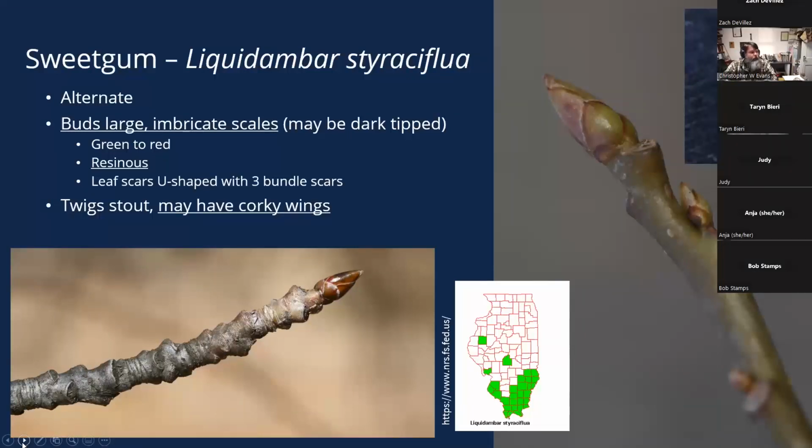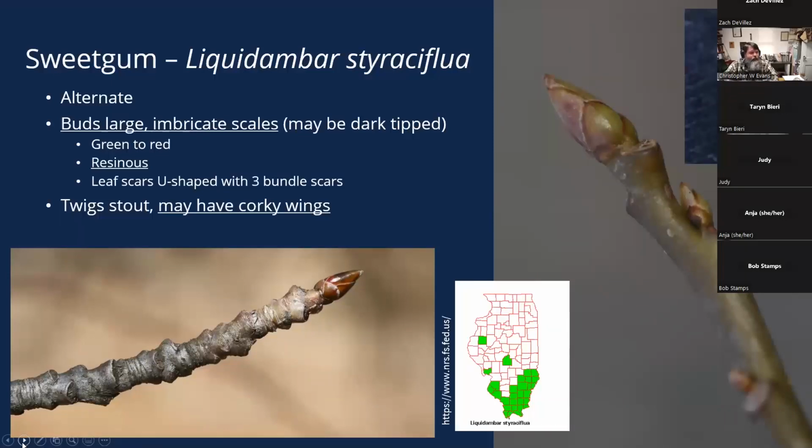Big tree, but if we're looking at the twigs, it's an unusual twig, and it has one of the larger terminal buds. Those buds are going to have those imbricate overlapping scales. Sometimes the scales themselves may have a dark tip or coloration. They can be green, brown, or red in color, and they're often sticky. They're resinous, so there's a lot of resin produced on the scales at these buds. If you rub your hands on them or try to peel one of the scales back, it's often pretty sticky.